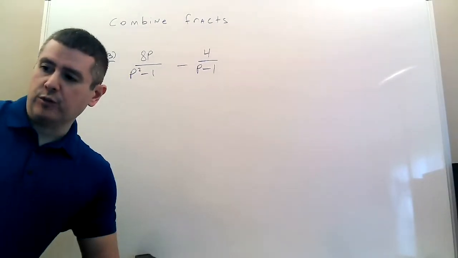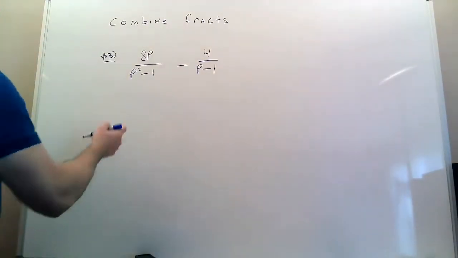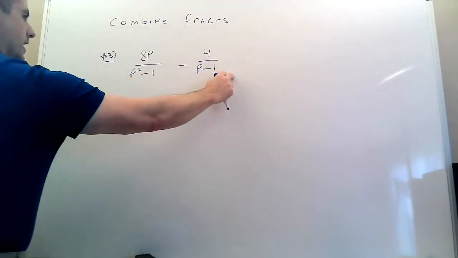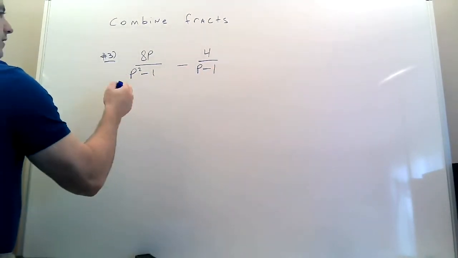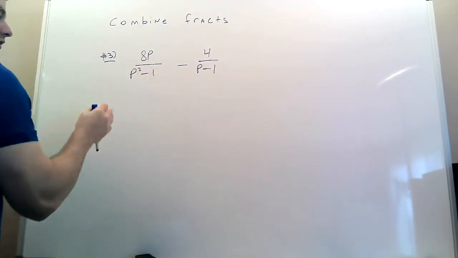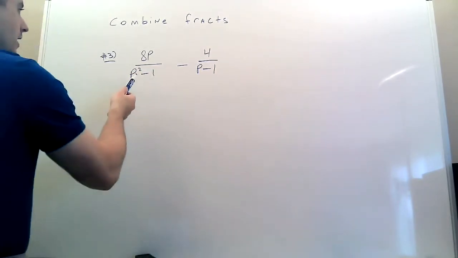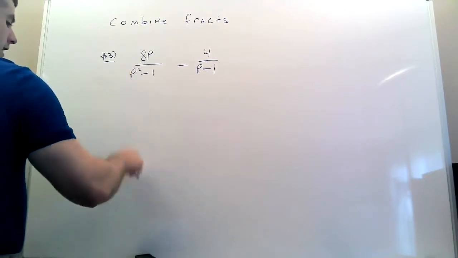All right, number 3, the first one that actually requires a little bit of work. You can't just put this here, right? In order to find the least common denominator, you have to factor, right? Step 1 is to always look and see if you can factor the bottoms. And in this case, I can. This is a difference of squares, right?